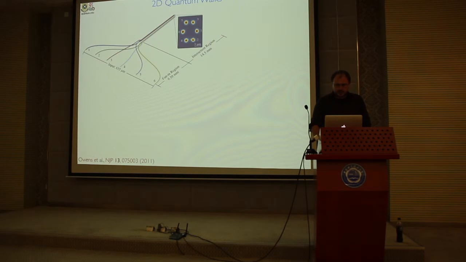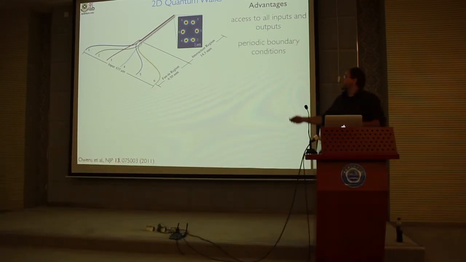We also did an experiment shortly afterwards where we looked at a smaller thing. This was a collaboration with Mike Steele and colleagues at Macquarie University. We had a circular waveguide. This gave us access to all the inputs and outputs. It let us play with periodic boundary conditions. And we were free to vary the couplings. You can see there that it's elliptical as opposed to circular, so it can vary the interspace couplings.